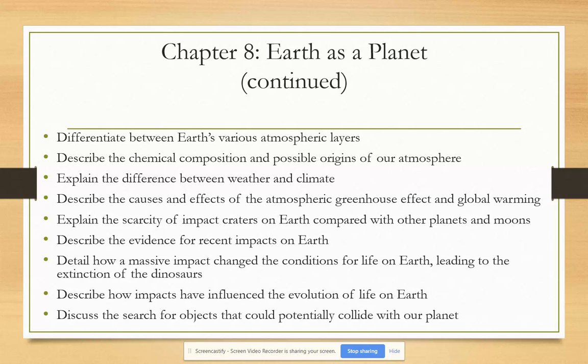Atmosphere. What's the lowest layer of our atmosphere? The troposphere. What happens in the troposphere? Weather. Yeah, that's where the weather occurs. That's where all this rain has been coming from, the troposphere. What's above the troposphere? Stratosphere.